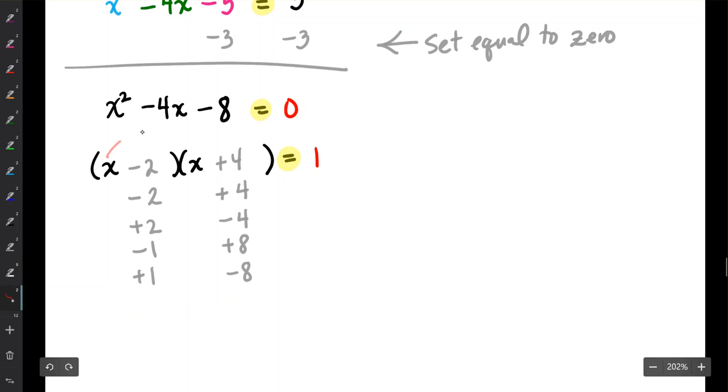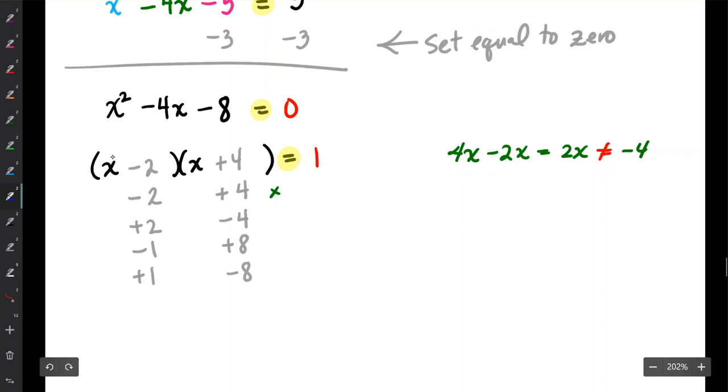Right, we know that x times x gives me x squared, and we know the minus 2 times 4 gives me minus 8. We did that on purpose, but what about the combining the like terms step? X times 4 is 4x, and minus 2 times x is minus 2x. 4x minus 2x is 2x, and that's not equal to what I need. I need minus 4x. So it's not this one, right? This was a fail.